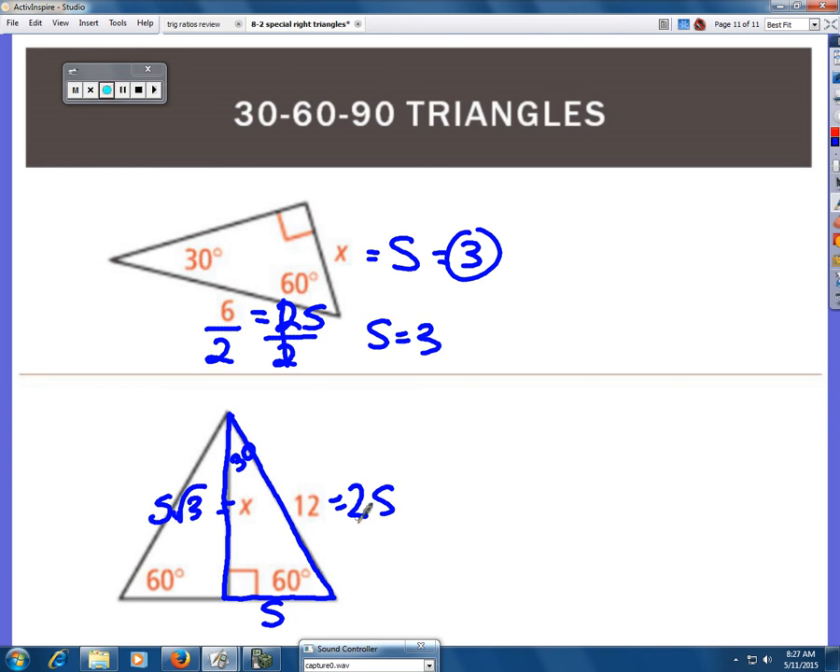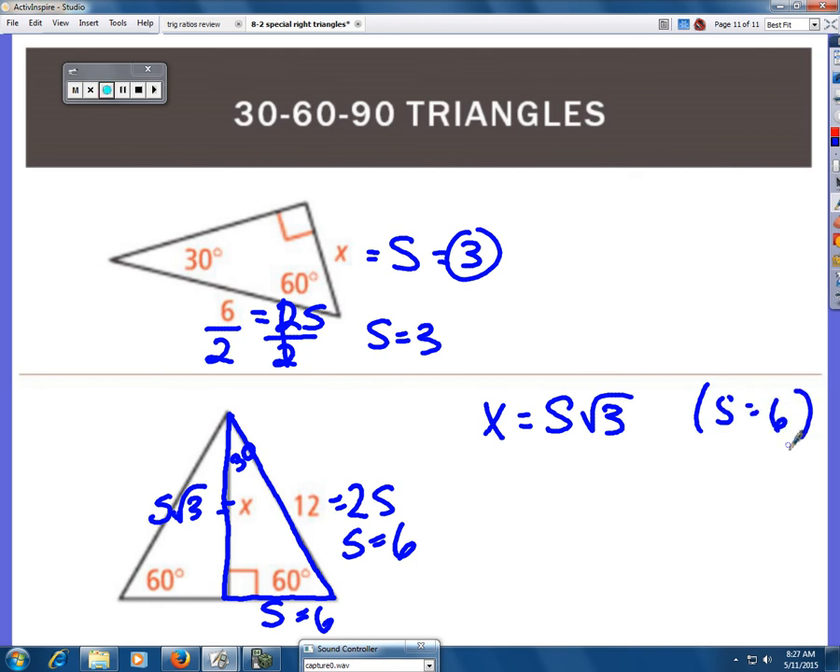So I can solve for S here. S is equal to 12 divided by 2, which is 6. I know this is 6, and I'm going to use that to get X. So X equals S square root 3. And remember that S equals 6, so I can plug that in for S. So X is just going to be 6 root 3.